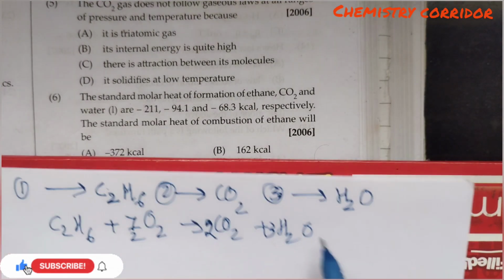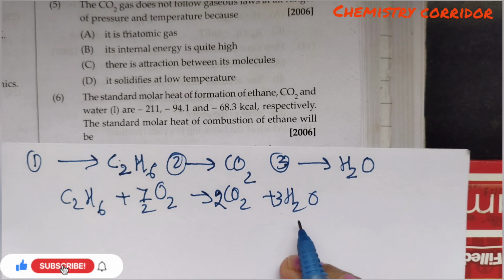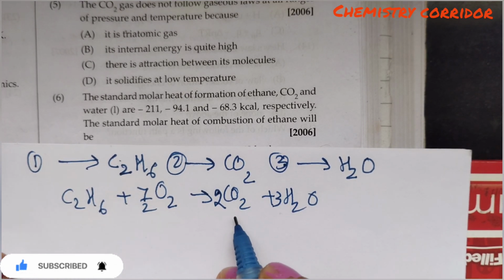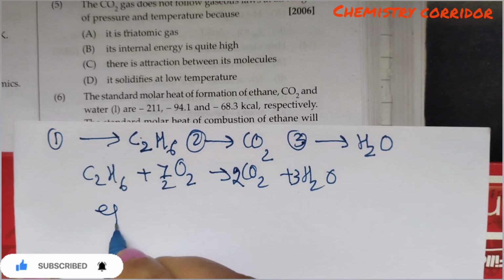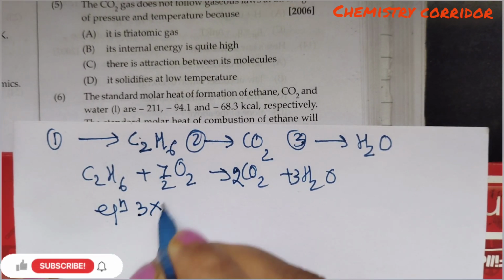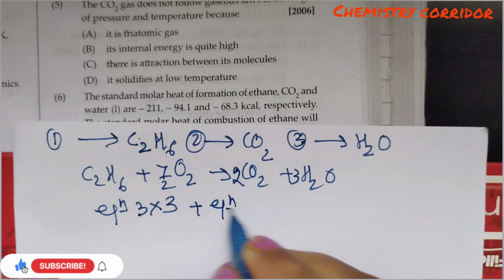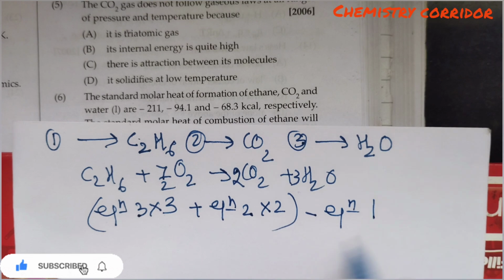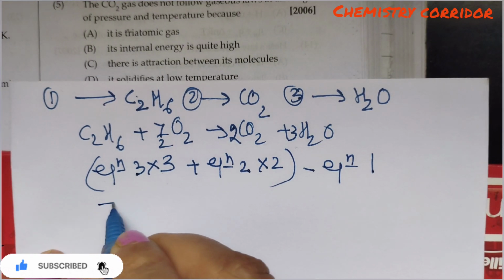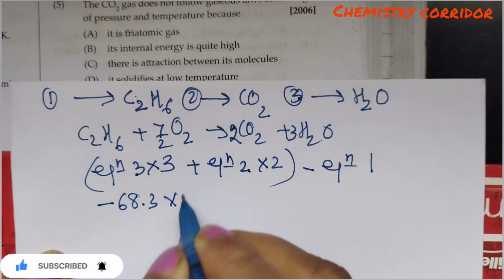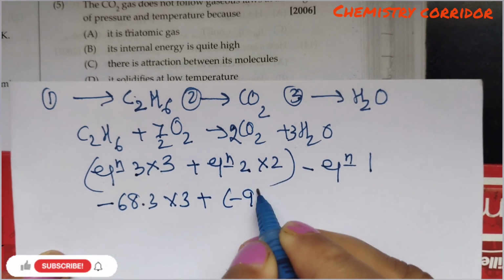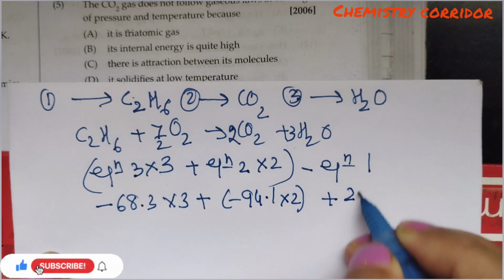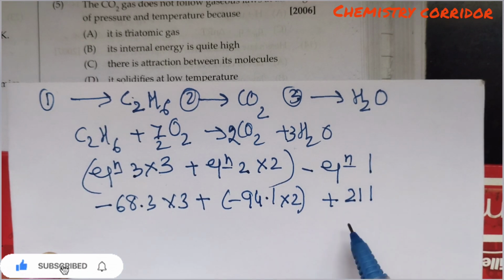If I see this, I want carbon dioxide and water on the product side. I will get it from equation 2 and 3 after multiplying it by 2 and 3. So, it will be equation 3 multiplied by 3 plus equation 2 multiplied by 2 and minus equation 1. So, it will be minus 68.3 into 3 plus minus 94.1 into 2 plus 211, because minus and minus will become plus.